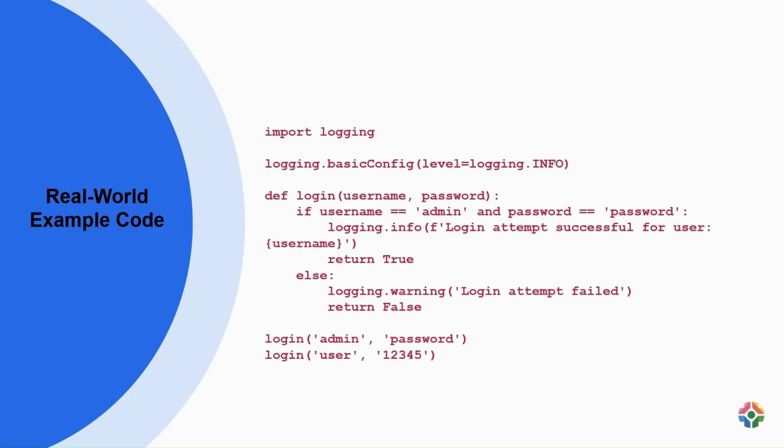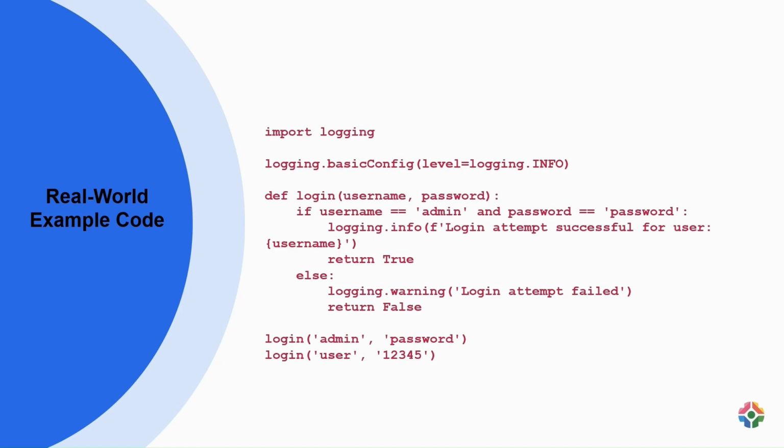So the provided code snippet demonstrates a simplistic logging implementation in Python using the logging module. This script sets the logging level to info and then defines a login function that checks given credentials against hard-coded values. But if the credentials match, an informational log message is generated. Otherwise, a warning log message is issued.